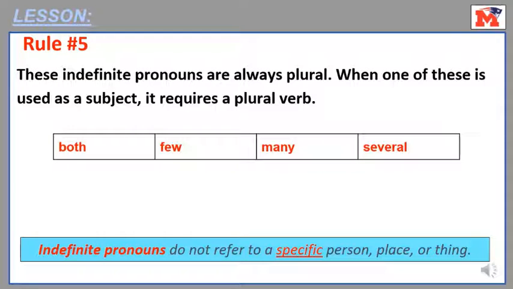On to rule number 5. And again, a reminder, new definition: an indefinite pronoun does not refer to a specific person, place, or thing. So here are 4 more indefinite pronouns, and you'll want to write them in your notes as well. They are both, few, many, and several. So the rule is these 4 indefinite pronouns are always plural. When one of these is used as a subject, it has to have a plural verb. So anytime you see both, few, many, or several, just assume it's more than one.